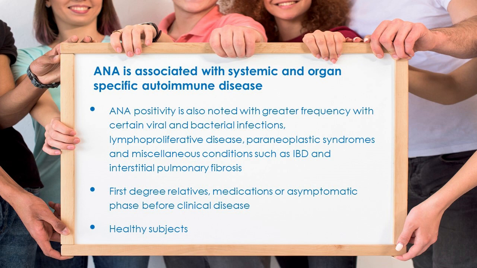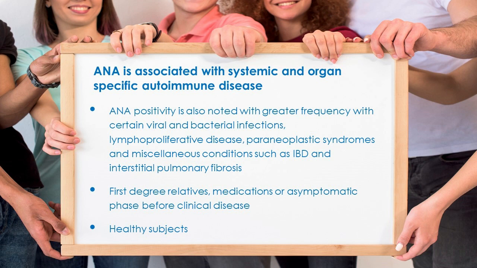The ANA test may also be positive in patients who have first-degree relatives with autoimmune disease and with the use of certain medications, this then in the absence of drug-induced autoimmune disease. It is also known that patients may have a positive ANA test for decades before developing an autoimmune disease. As previously mentioned, healthy subjects may have a positive ANA test, but usually at lower titers.